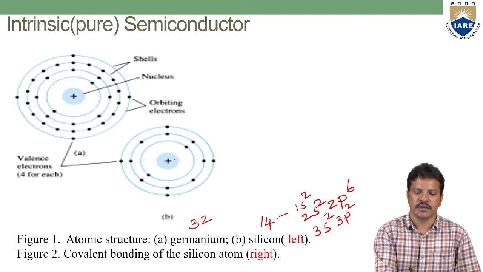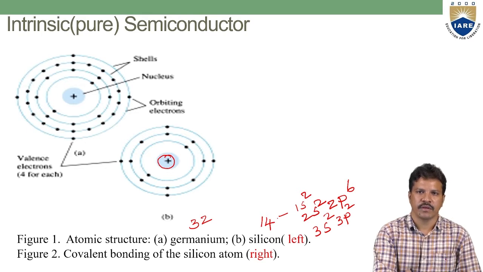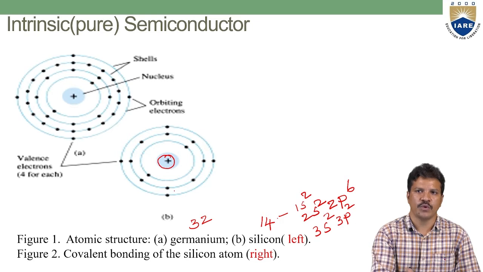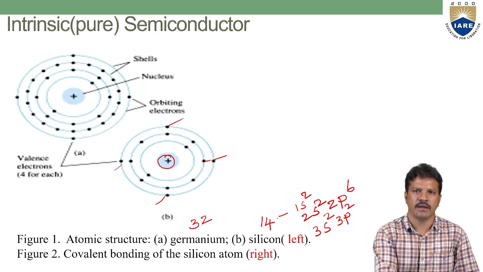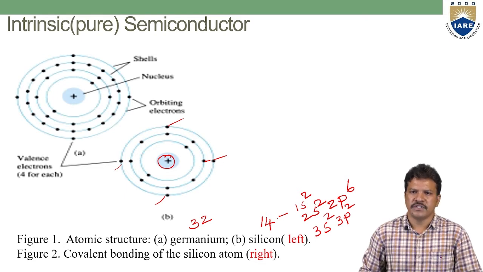In this atomic structure, this is the nucleus. It is the center of the atom, and all electrons in the orbits revolve around the nucleus. These are called valence electrons. Similarly, for germanium, based on its atomic number 32, different electrons occupy different orbits, but the outermost orbit has 4 valence electrons.